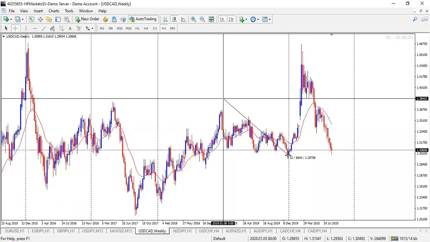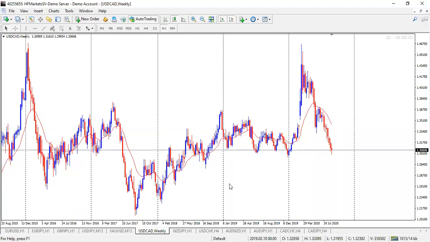So can you see 52? Yeah. 52 weeks makes a year. Am I right? Yes. Okay, so the space between two period separators in a weekly time frame is also a year. So this is 2020, this is 2019, this is 2018, 2017, 2016.